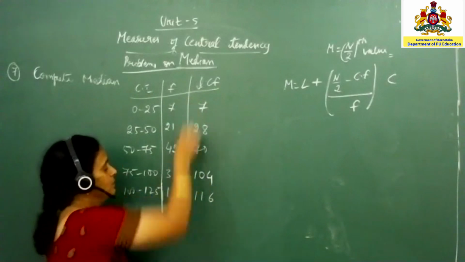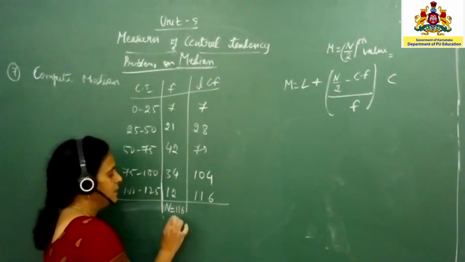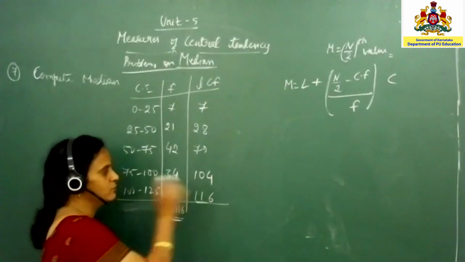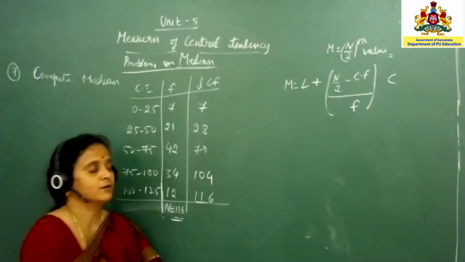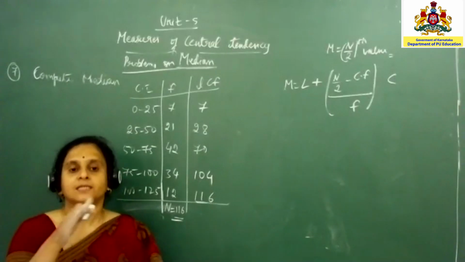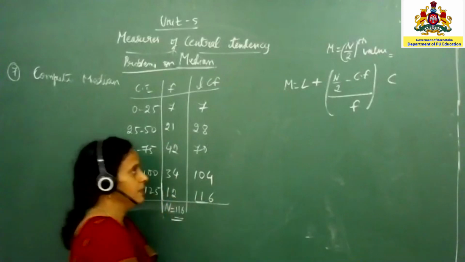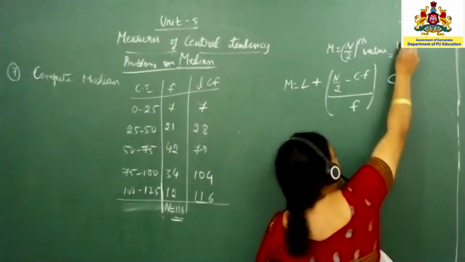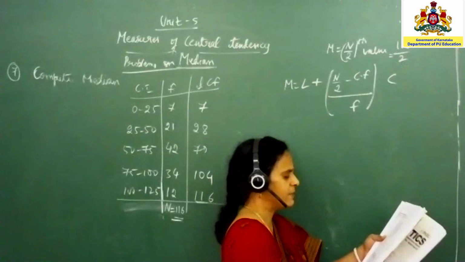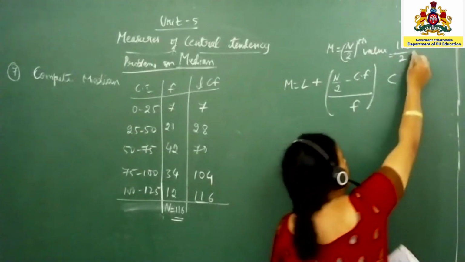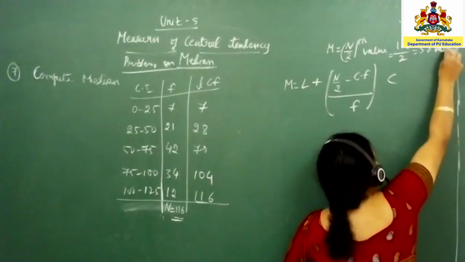To cross check, add up this column, you have to get 116, and this 116, both will be the same. Once this is over, my next job is to find n by 2. Previously I took n plus 1 by 2, now I'm taking n by 2. What is n here? n is 116. So 116 by 2 is 58.